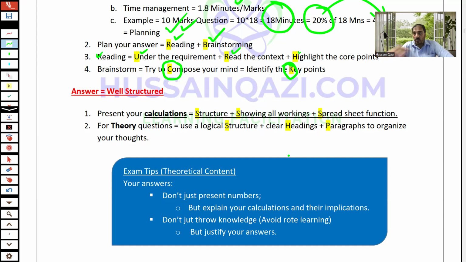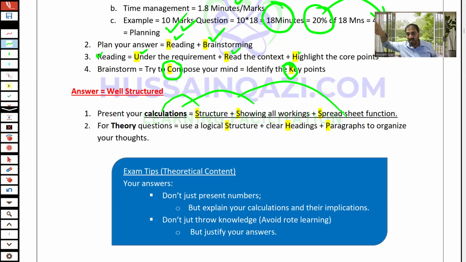What is the meaning of well structured? For calculation, your main answer must be in a structured way. Whatever you compose during brainstorming, show all relevant workings and use all spreadsheet functions. For example, if you are doing the NPV, structure means the main table of NPV is on one side, the right hand side is your workings.